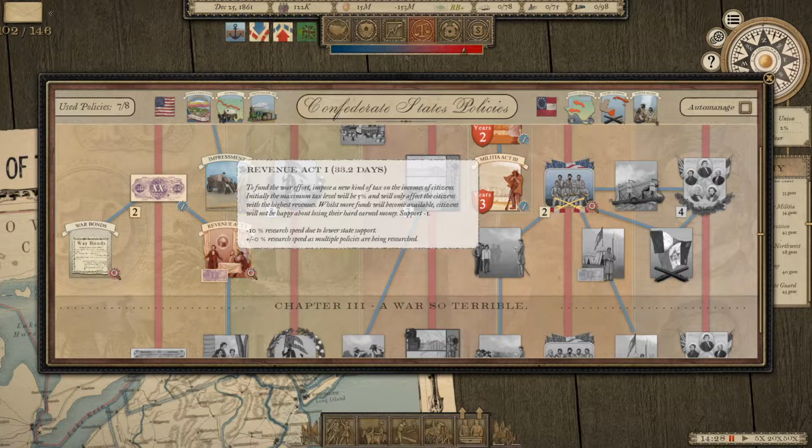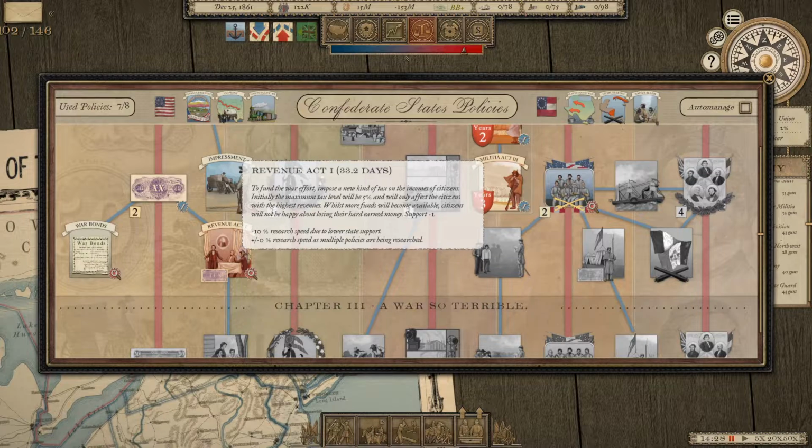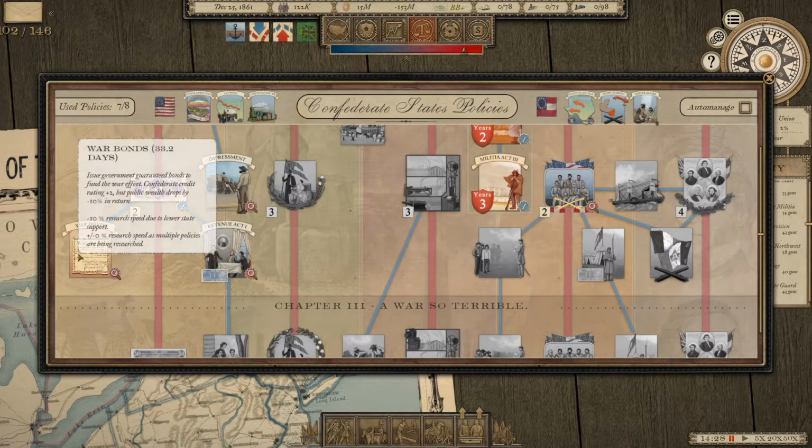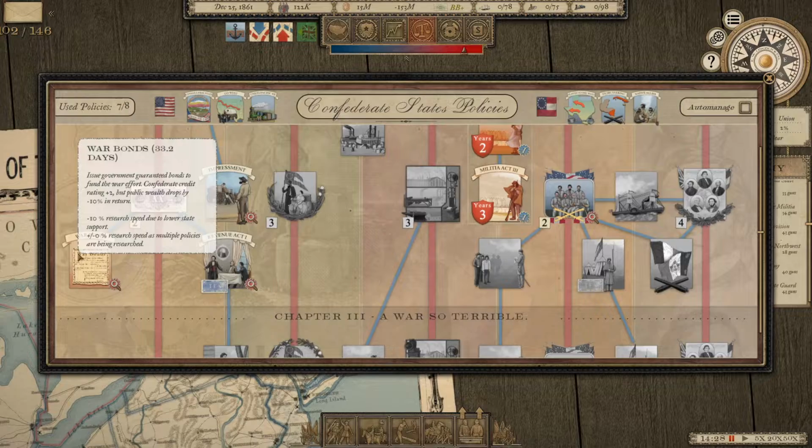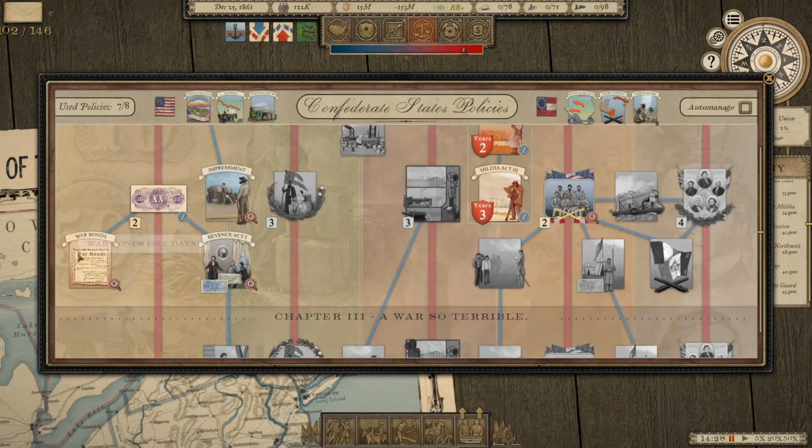Revenue Act 1, it's kind of 5% tax and you lose 1 support. That seems like a pretty good trade. I'd be willing to do that. This I don't know if I like this. I don't think I like this one at all. War bonds, because all you're going to get is credit rating +2, but you get a wealth drop of 10%. Seems like a really heavy trade-off.